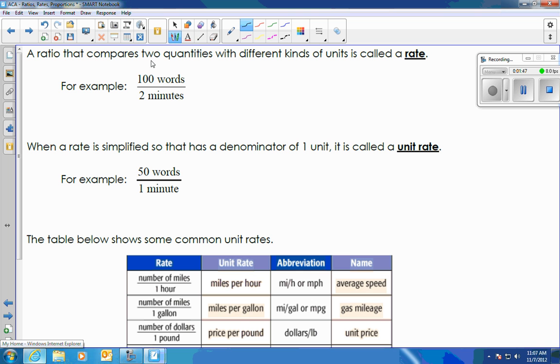So a ratio that compares two quantities with different kinds of units is called a rate. So before we were comparing animals and animals, that was just a comparison of two things. Here we're comparing different units, so words and minutes. When we simplify that rate, 100 and 2 can both be divided by 2. When we simplify that rate, it becomes what we call a unit rate. And what that means is that you're comparing something to every one of something else. For example, here we're comparing 50 words per minute.